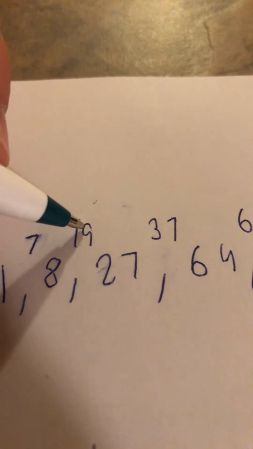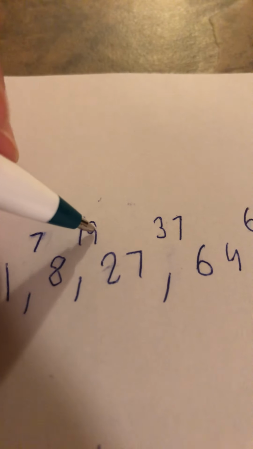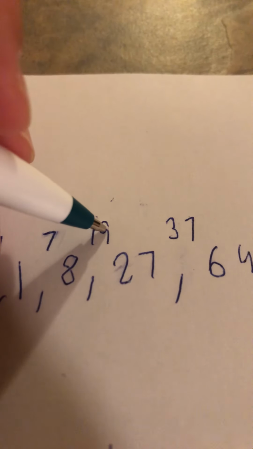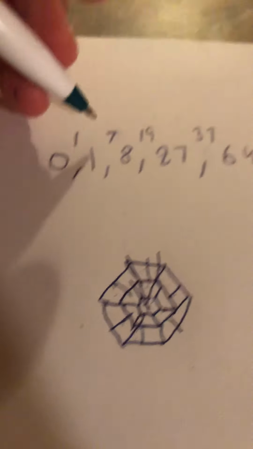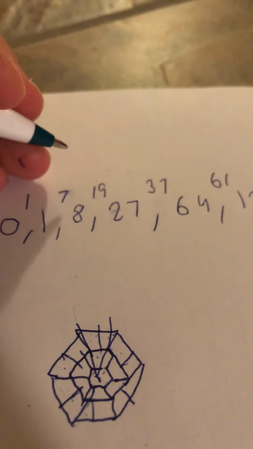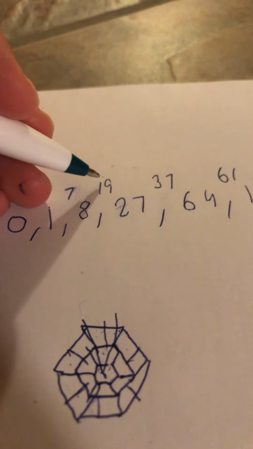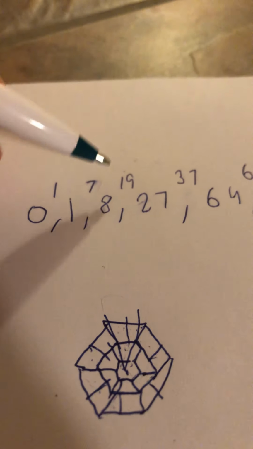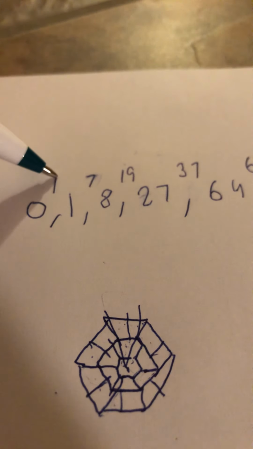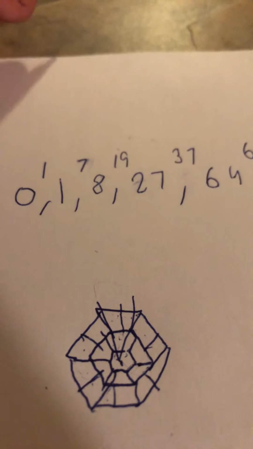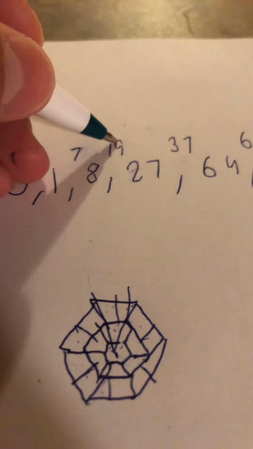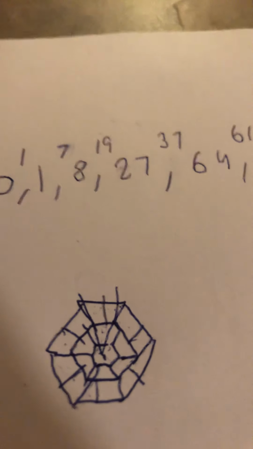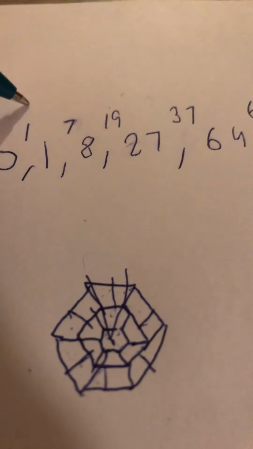3 squared. Wait a second. Is this incorrect? No, that should be correct. I think that 1 in this case will function as the 0th triangular number, if that makes a difference, because it's the hexagonal number. I was thinking about that because I know I tested this and it was correct. So 1 is going to be our 0th.